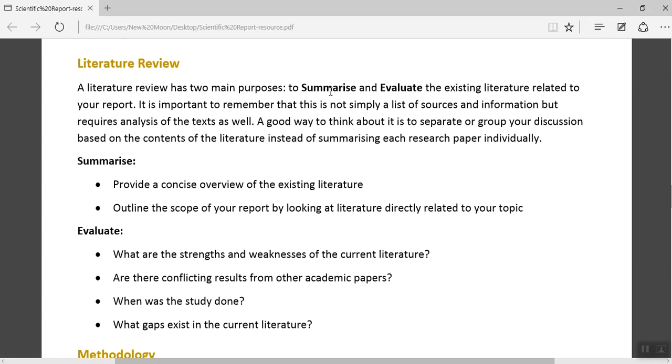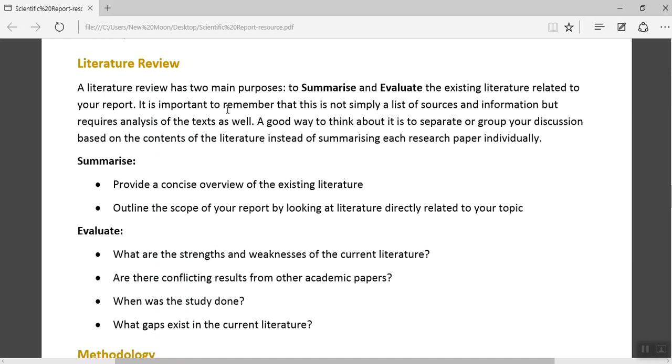Number two, evaluate the existing literature related to your report. Evaluation means critical evaluation, meaning it compares and contrasts the techniques, approaches, methods, and tools deployed by the various researchers, and one is able to judge which tool will be more feasible and more fruitful in his or her research than the other tools. Clear? This is called evaluation.